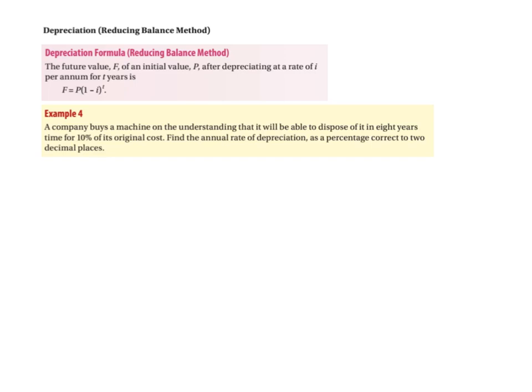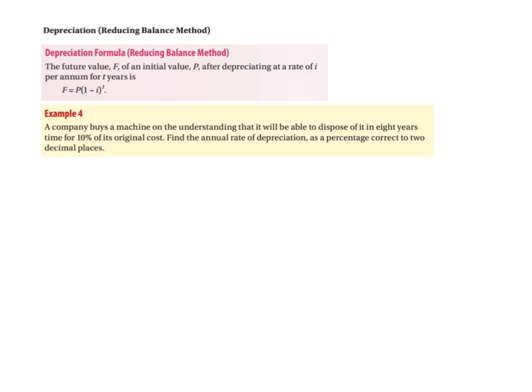So let's have a look at example 4. A company buys a machine on the understanding it will be able to dispose of it in 8 years' time for 10% of its original cost. Find the annual rate of depreciation as a percentage correct to 2 decimal places.